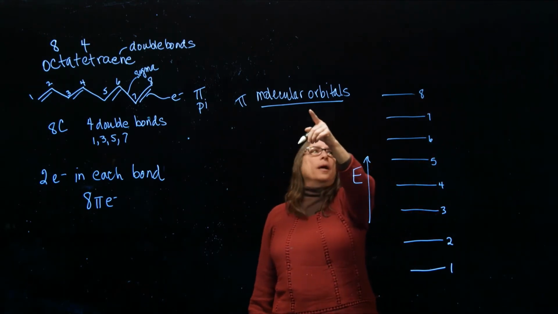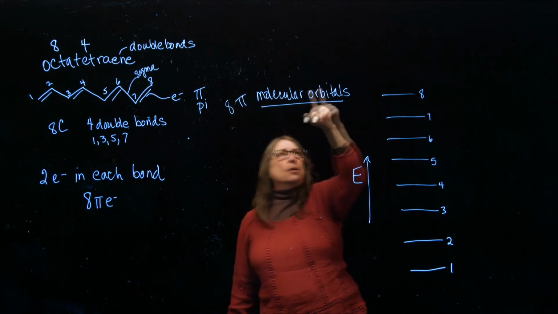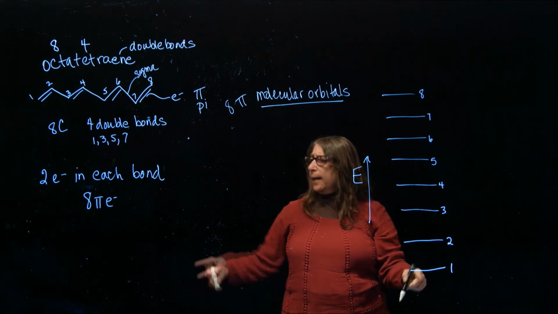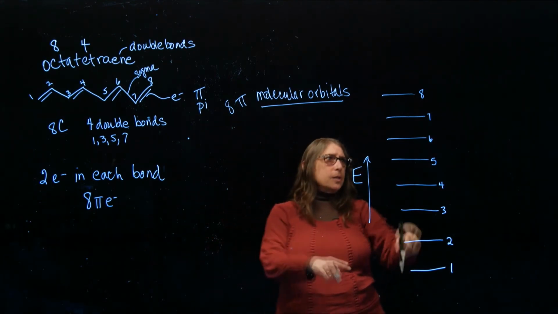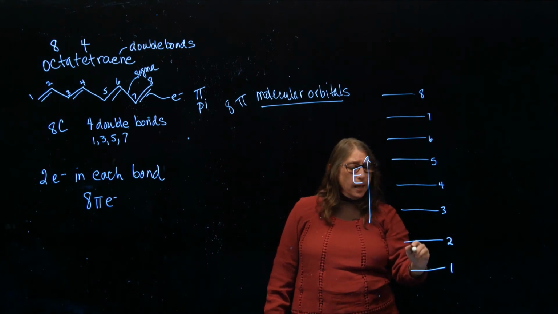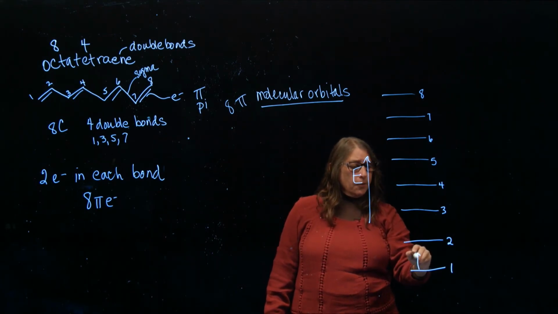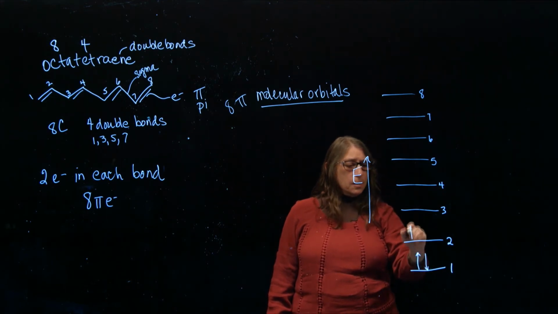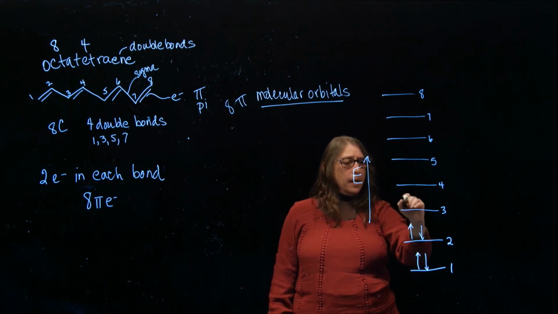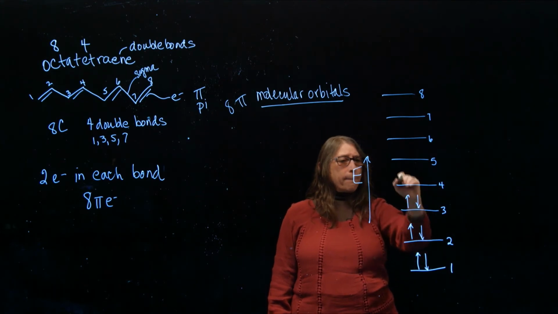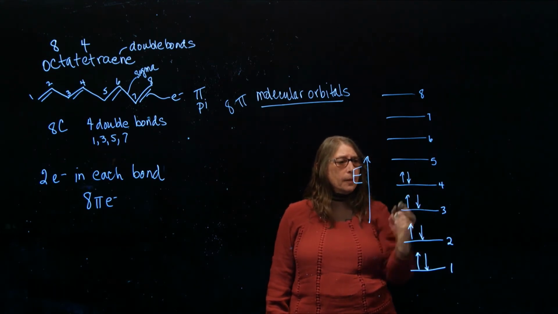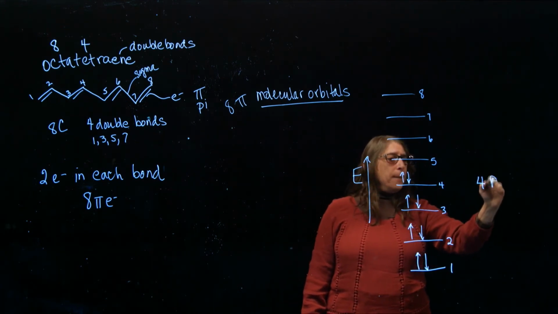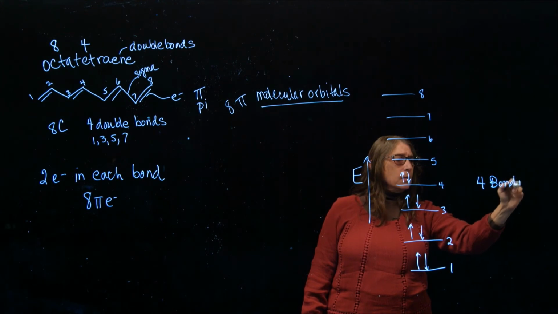And so I have 8 pi molecular orbitals. The lowest in energy I've labeled 1. And now I have to fit 8 electrons into these 8 orbitals. And if you remember, for every bond that gets formed, we pair up 2 electrons. So let me put my 8 pi electrons in. And so this looks like 4 bonding orbitals.